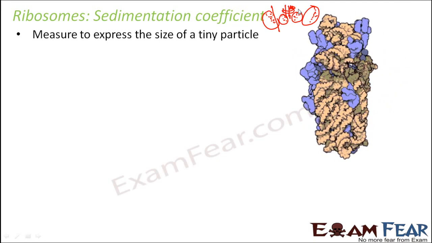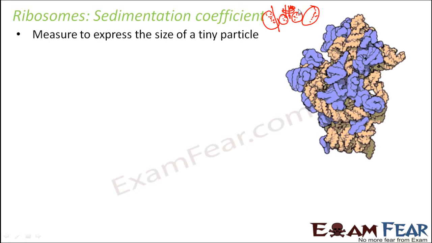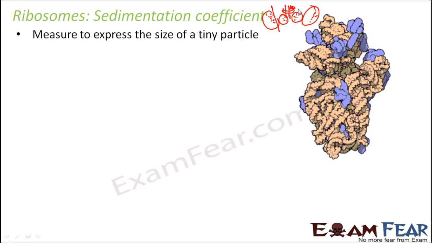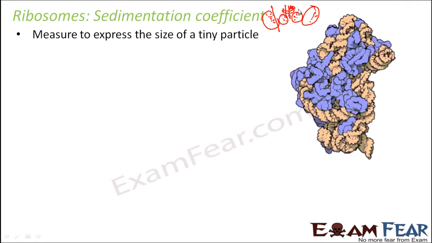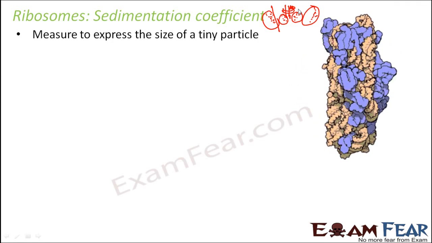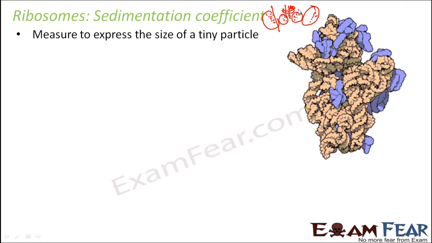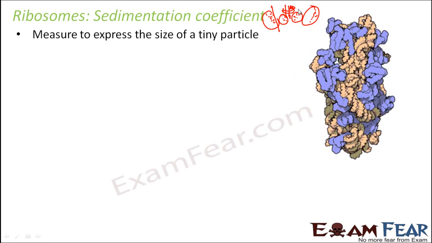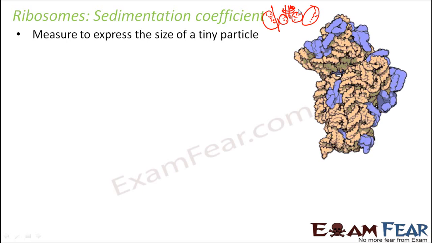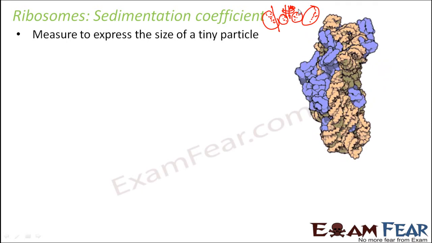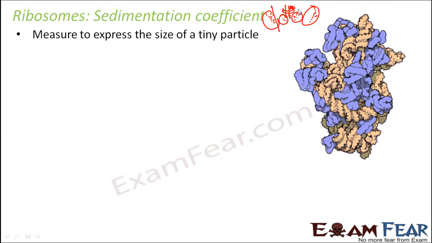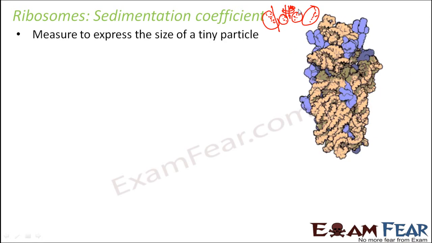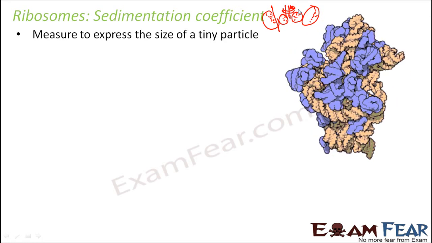I will not get into the process of centrifugation. Depending upon the behavior of the sediments which get collected as a result of centrifugation, a sedimentation coefficient is calculated using the velocity with which the particles get rotated and the acceleration. And this sedimentation coefficient determines the size and shape of the tiny particle.